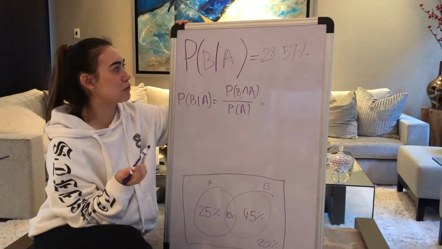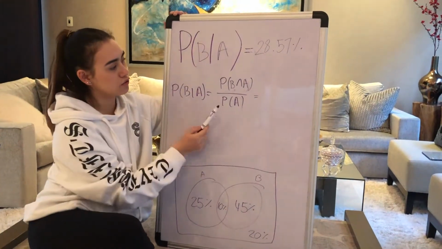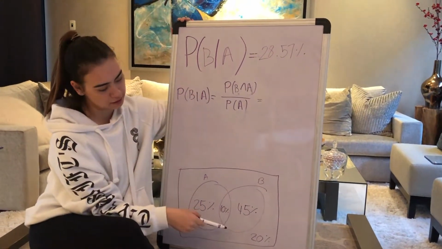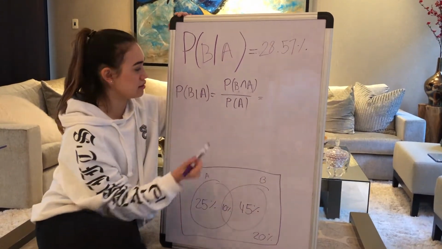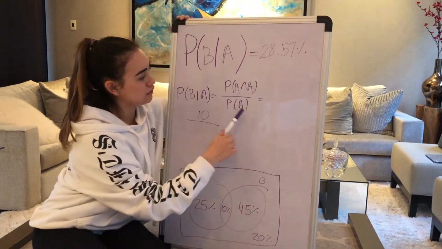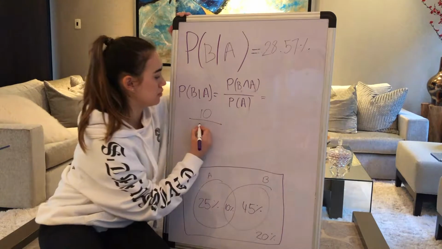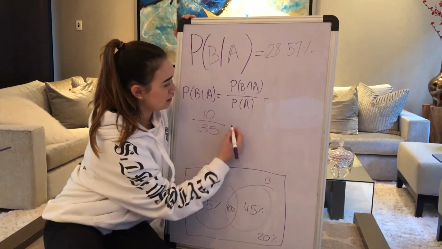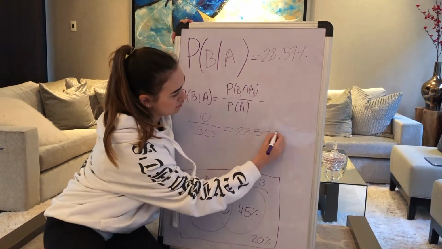In question 6, we're asked to find the probability of B given A. So we can use this formula, and with the help of the Venn diagram, we know the probability of B and A is 10%. So we write this down. And then the probability of A is the sum of 25 plus 10, and that will be 35. And the answer is 28.57%.